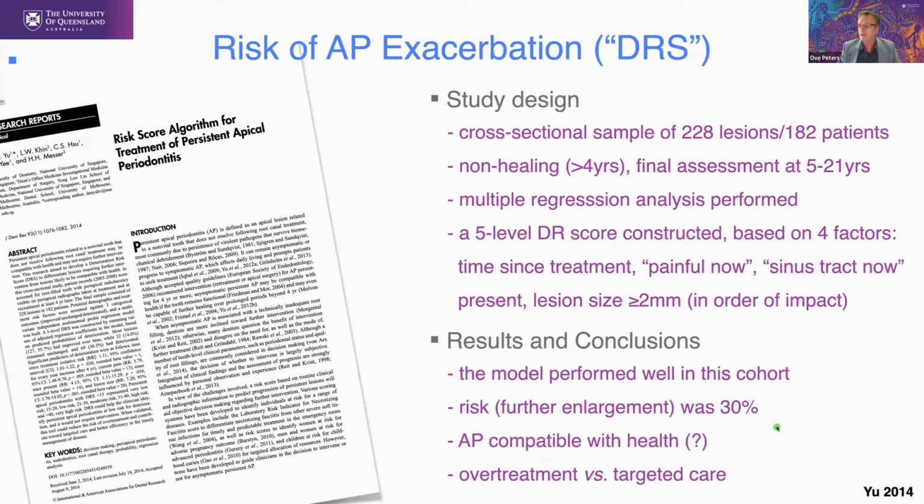And I have to question this: if it's a 5% deterioration risk for a painful event, is it good or bad? The question has to be asked in terms of over-treatment versus targeted care. If we start to treat every single patient that has apical periodontitis, every other person in the world has to come into our practices. That's not feasible. So who do we prioritize?